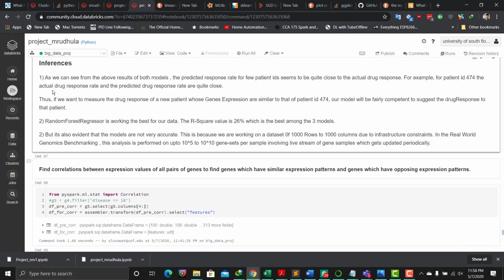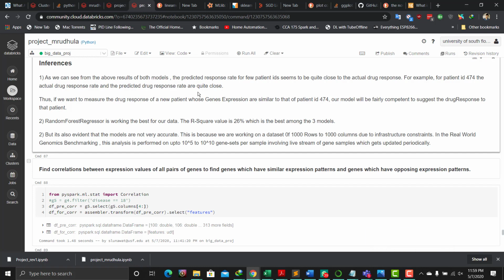Coming to the inferences of our project, you saw that the predicted response for a few of the patient IDs was really close to the actual drug response. What that means is our new model will be able to predict the drug response for any new incoming patient whose gene expression history we already know. If a patient comes in to a facility and we know his gene expression history, our model can predict if the drug response to that patient will be good or bad on a scale of 1 to 100.